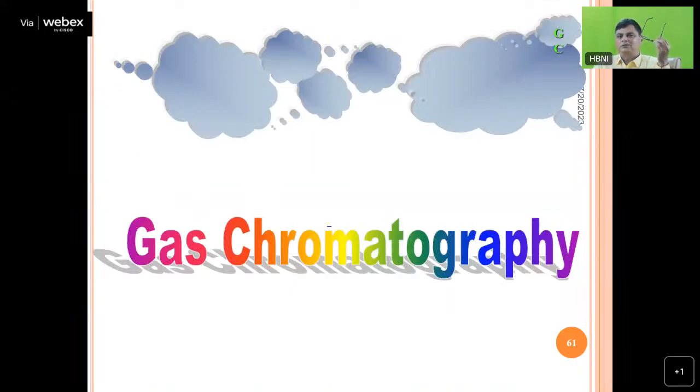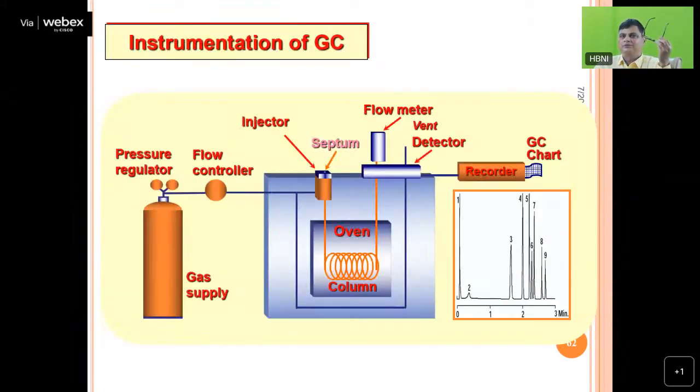Then comes gas chromatography. Gas chromatography has very wide application. The instrumentation contains a gas supply system, which is the carrier gas. Flow controls are there, and injection, because everything is basically in an oven. The moment you introduce your sample, which is mostly a liquid sample, it will be converted into vapors.